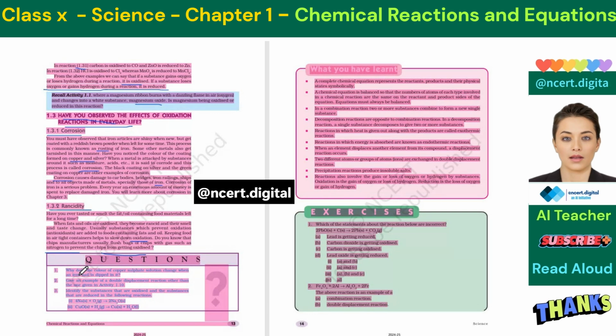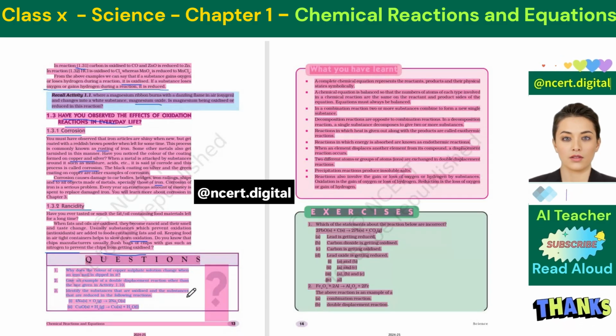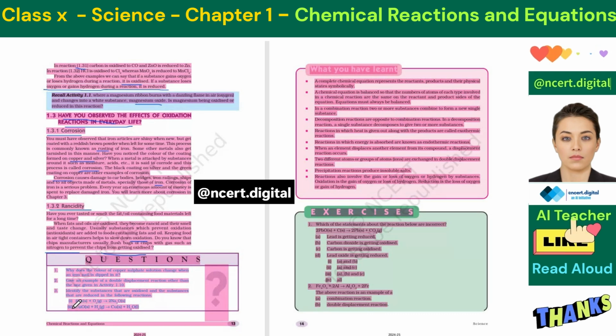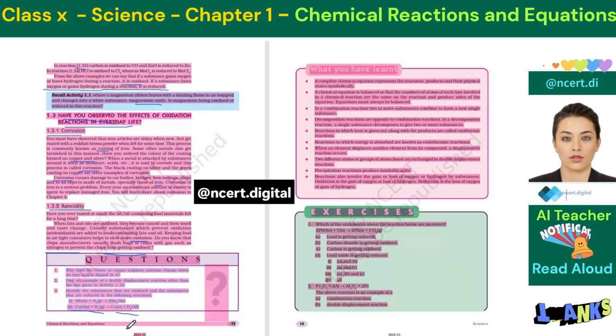Questions. 1. Why does the color of copper sulfate solution change when an iron nail is dipped in it? 2. Give an example of a double displacement reaction other than the one given in Activity 1.10. 3. Identify the substances that are oxidized and the substances that are reduced in the following reactions: (i) 4Na(s) + O2(g) → 2Na2O(s); (ii) CuO(s) + H2(g) → Cu(s) + H2O(l). Chemical reactions and equations.